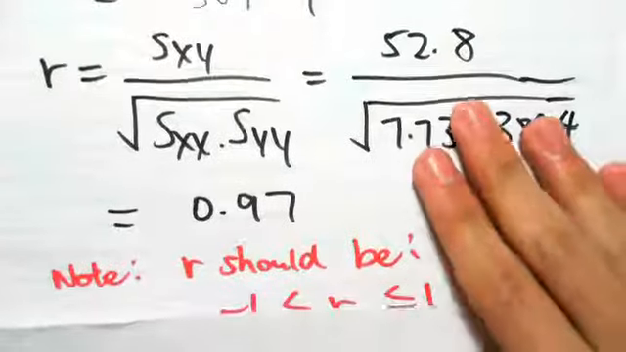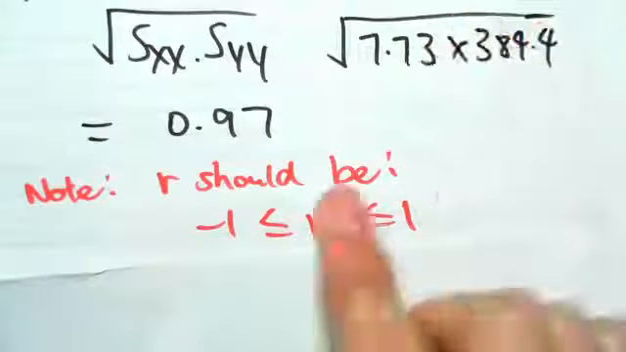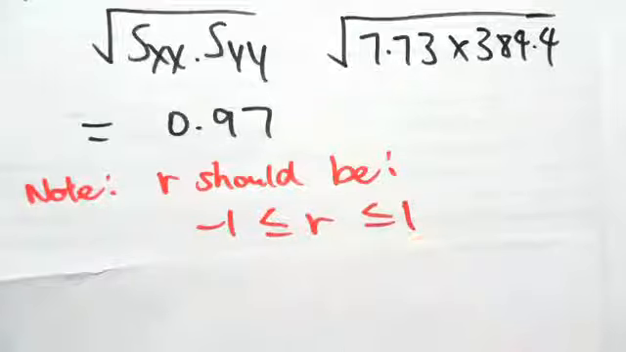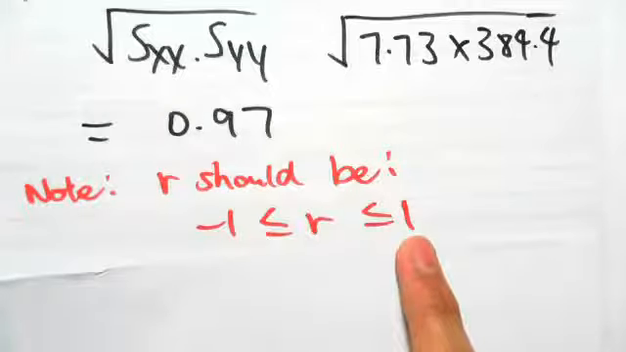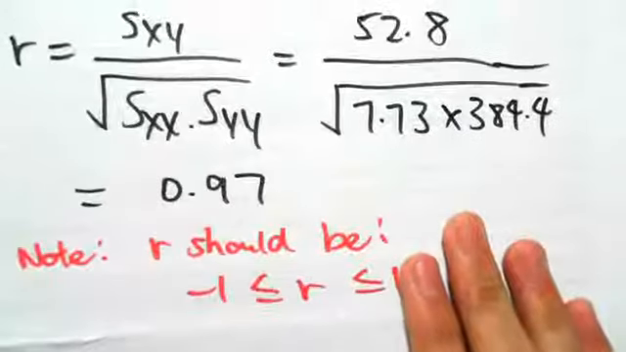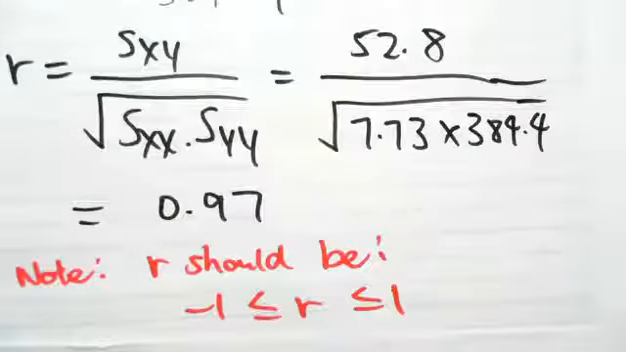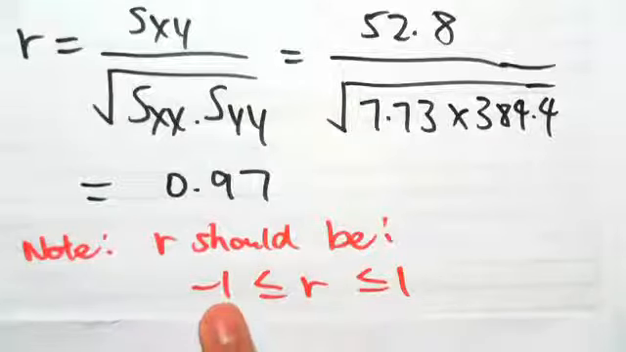Basically here, I want to give you a note. When you calculate the correlation coefficient R, the R should be between the range of -1 and 1. If you calculate your R to be something outside this range, for example, if you calculate R to be, let's say, 3, then it's basically wrong. I suggest you redo all your calculations and see if you made any mistakes, because the correlation coefficient should be between -1 and 1.